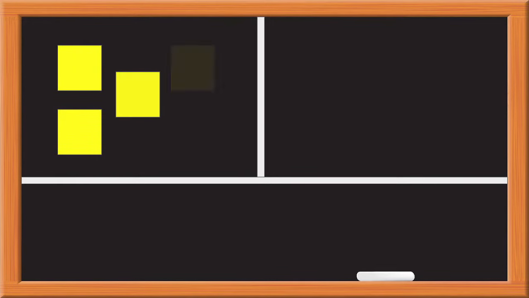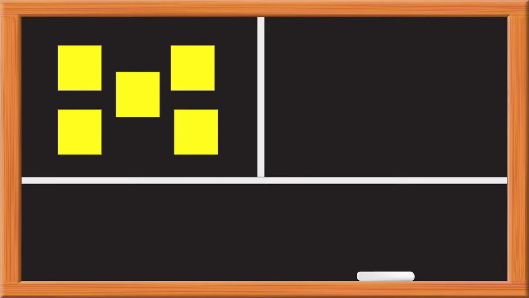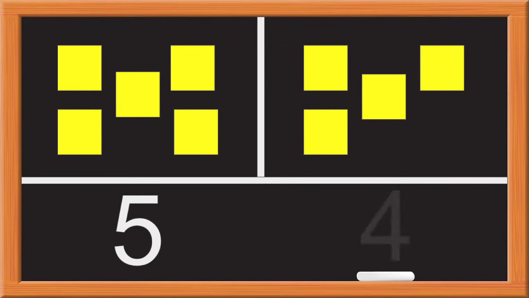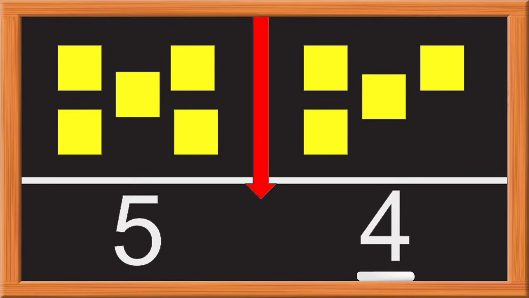Well, I'd like for you to count some more tiles with me. 1, 2, 3, 4, 5. I still have 5 on this side. Count the other side with me. 1, 2, 3, 4. Just 4. These are not equal, are they? When we write our symbol, we can't make an equal symbol because 5 and 4 aren't equal. The 5 is greater than 4.